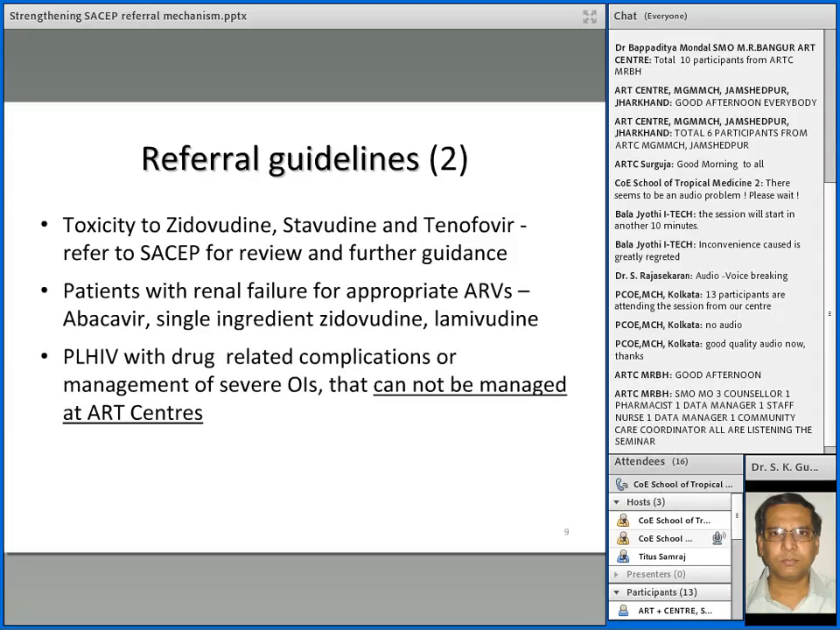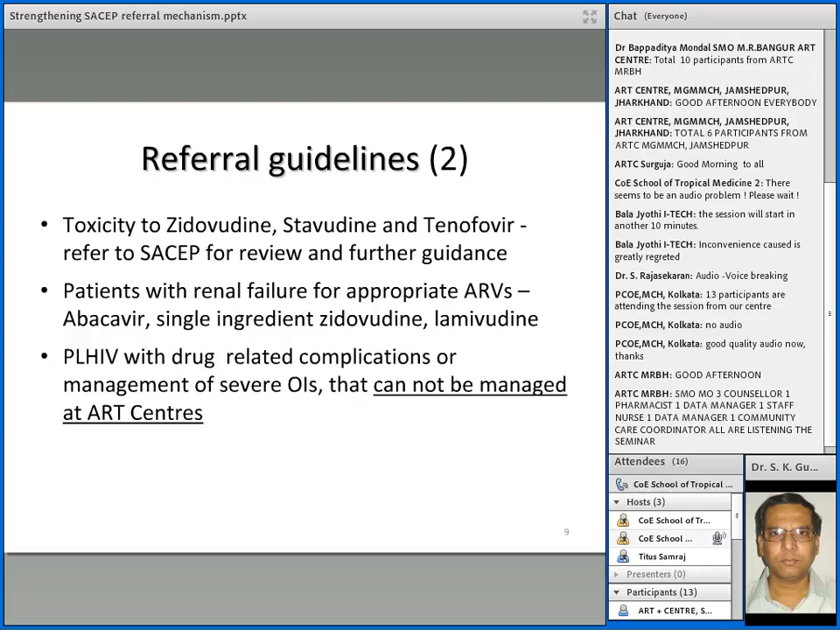So they would require a nephrology consultation, and wherever appropriate, dialysis has to be started with the government, with the public facility. The only thing is that the antiretroviral drugs would require a change, so those drugs can be dispensed after an SACEP consultation.